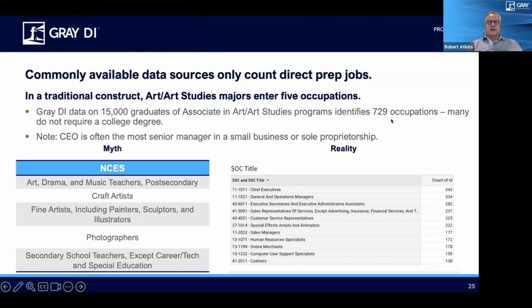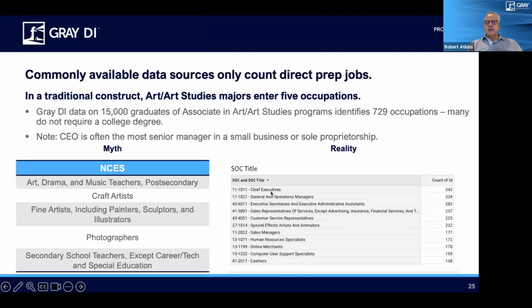In this case, a lot of them end up finding work in a field that does not require a college degree. That's not what we would think of as a great outcome. I don't think it's what people expect when they're spending their money on college. You can see customer service representatives, online merchants, cashiers. Those are not the jobs we would hope for a college graduate to get. But there are many jobs that do require a college degree: general and operations managers, sales representatives (often, some don't), special effects artists, sales managers, HR specialists, computer user support specialists, maybe, maybe not. But lots of diversity in terms of what people really do. Now, many of you may have noticed I skipped over chief executives.